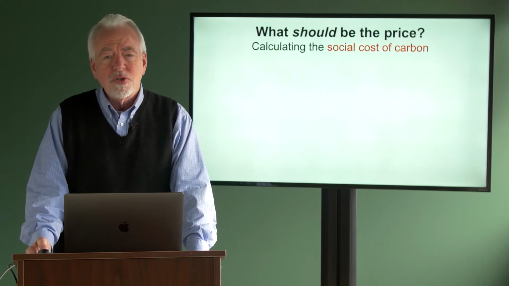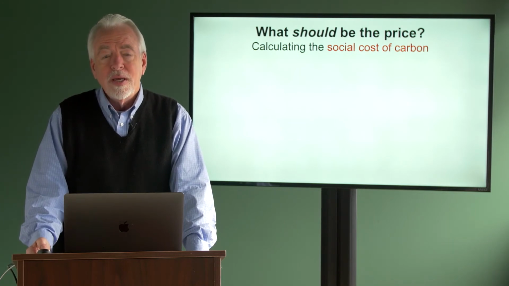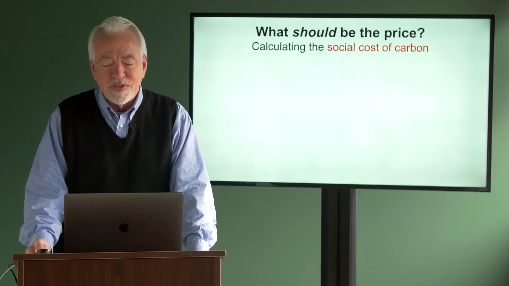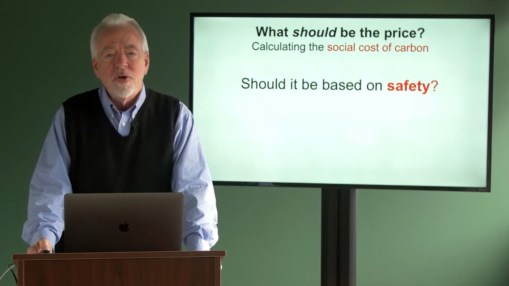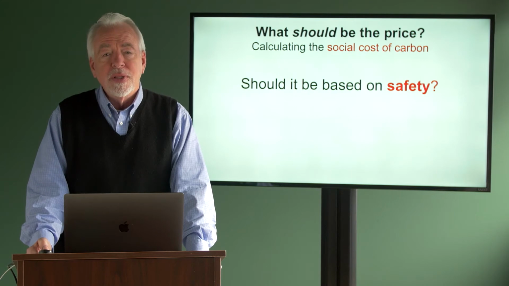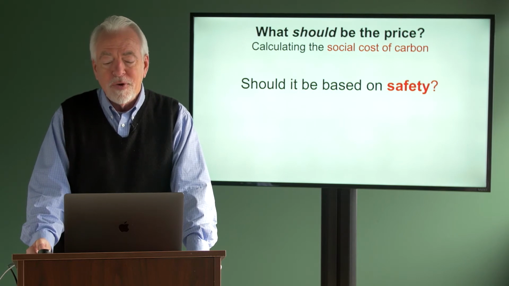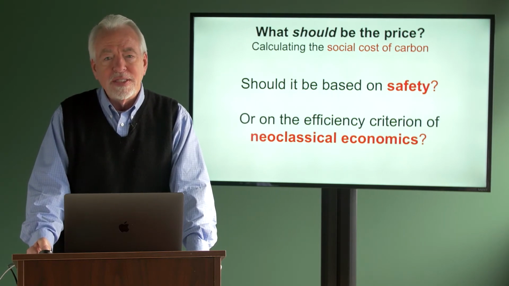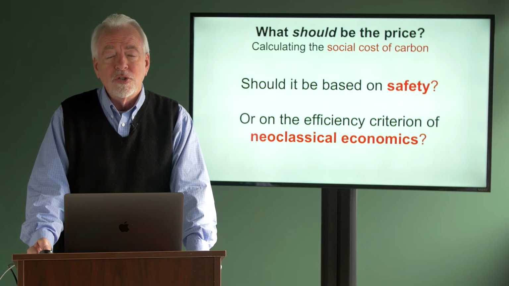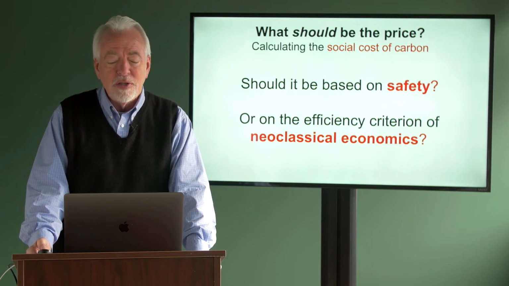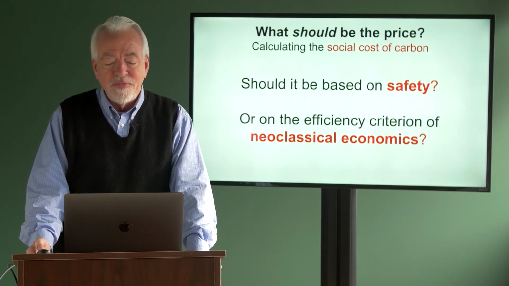But figuring out what that social cost is a non-trivial task and one that's fraught with various, not only practical difficulties, but ethical difficulties. Should the price be based on safety? Should the objective be to try to ensure that we are protecting the stability of the Earth's climate for future generations and we want to maintain a safe world for people to live on? Or should it be based on the efficiency criterion of neoclassical economics, where we're weighing up costs and benefits, we're discounting the benefits to future generations by a discount rate to bring them to their present value, and we're deciding, well, how much should we be spending today to protect the Earth's climate for future generations?